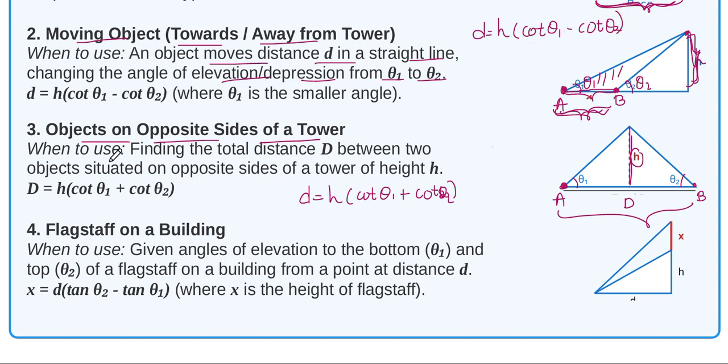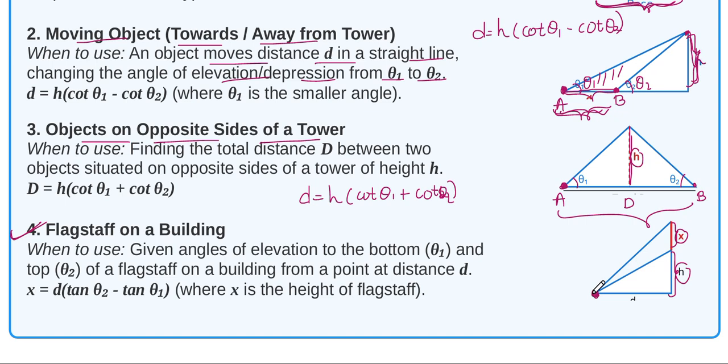And the fourth important formula is flagstaff on the building. Look at the diagram here. Let's say this is a building with the height h. Now on the top of the building, one flag is there. The height of the flag is x, let's say. We don't know the height of the flag. And let's say our object is here.